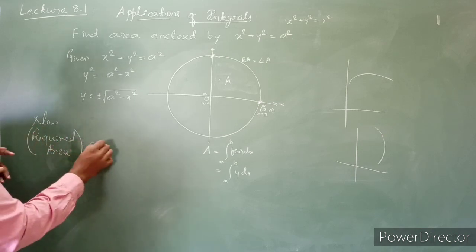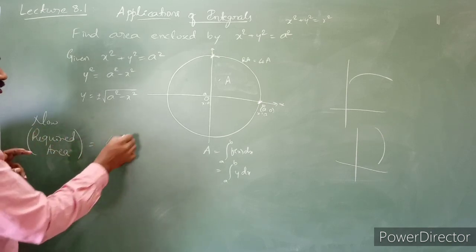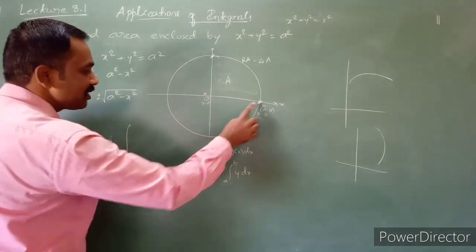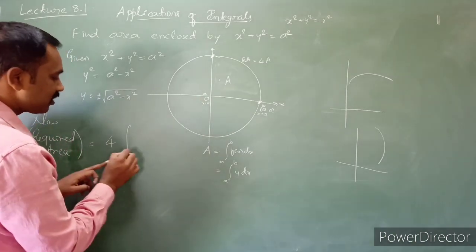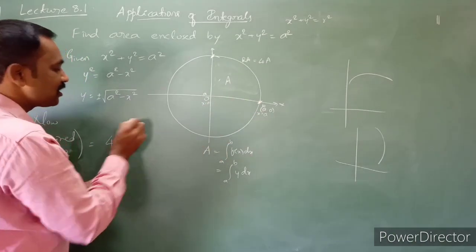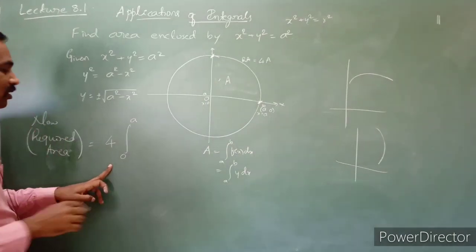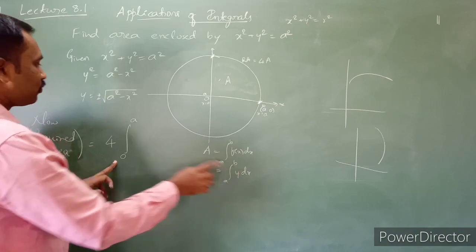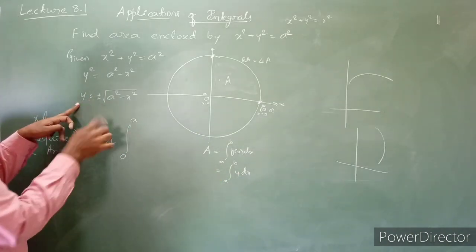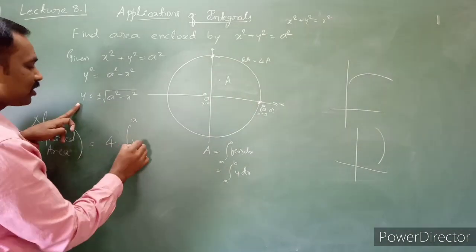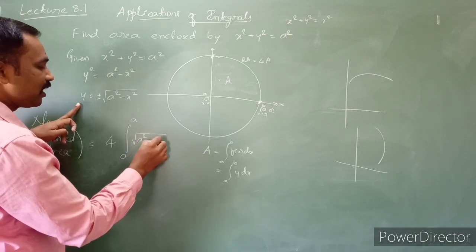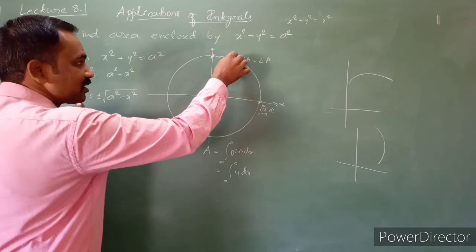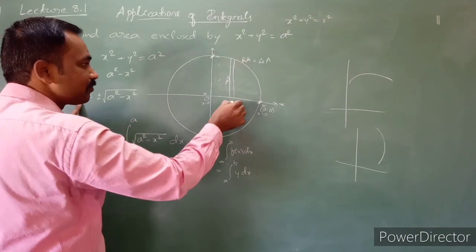Now the required area is equal to 4 times of integral of a to b. A to b is nothing but what? A value is 0. B value is how much? A unit is there, because generally they are given. So 0 to a. Y into dx, y value is how much? Plus or minus is there, leave it, because I just consider the first quadrant value. Root of a square minus x square into dx as it is, because I just consider the vertical strips dx.